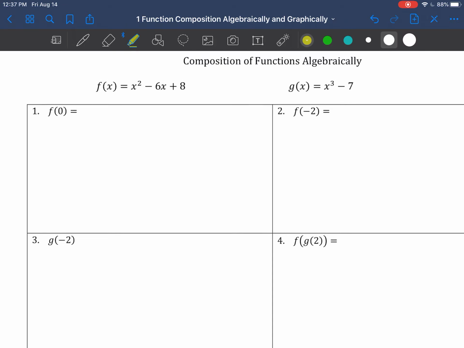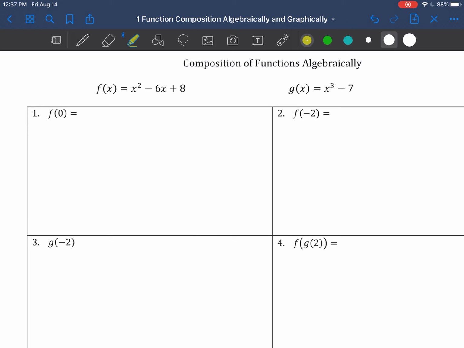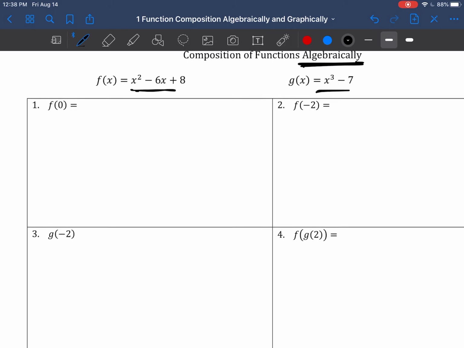Okay? And so that's how you compose two functions. When you apply two functions to a single input, that's called function composition. Now we're going to do the exact same thing, but instead of graphically, we're going to do it algebraically because we don't have the graphs anymore. We have these equations. Okay, and so just a quick review of function notation.